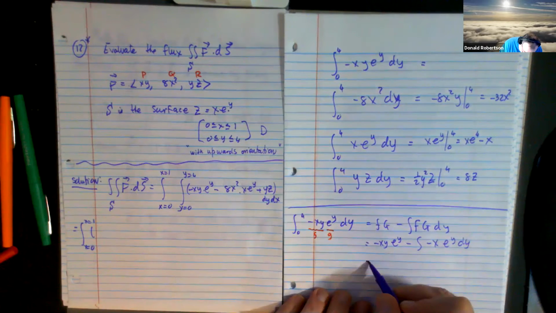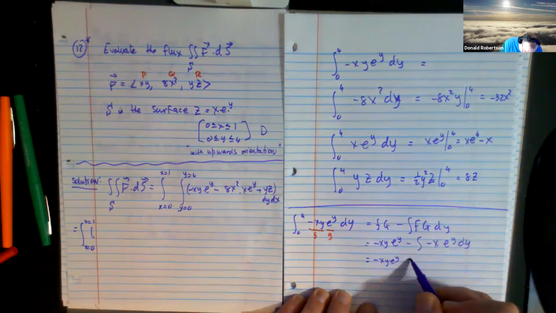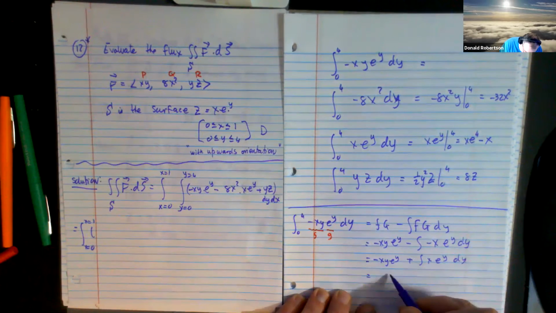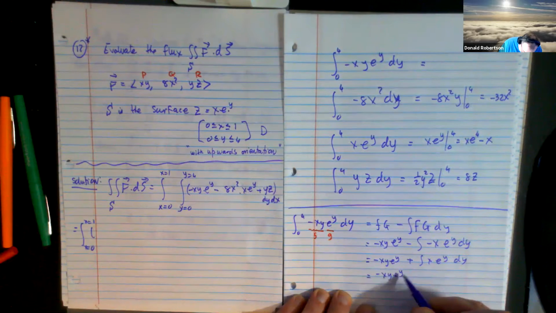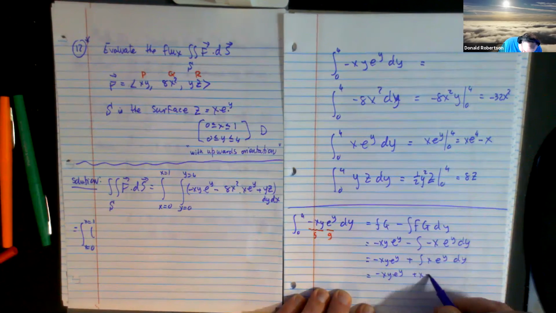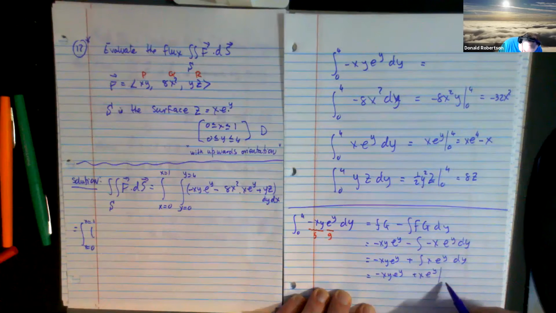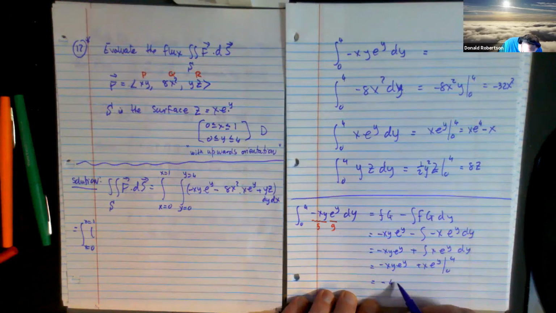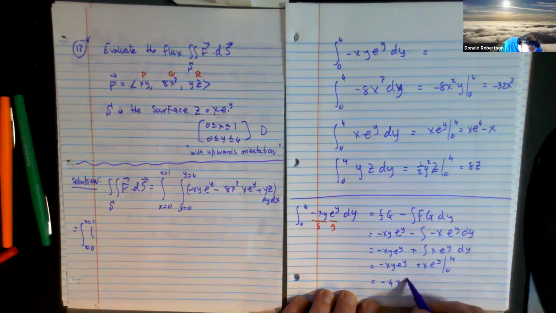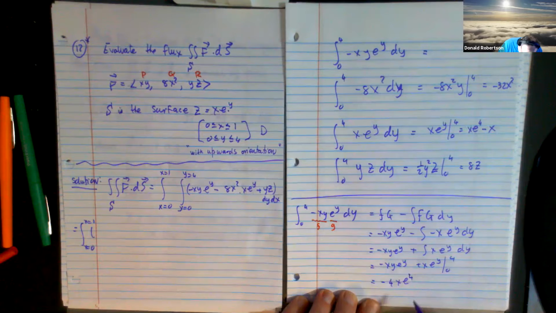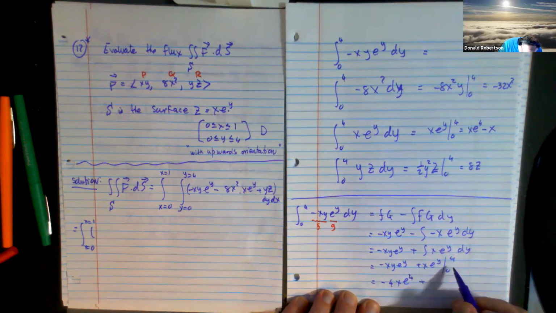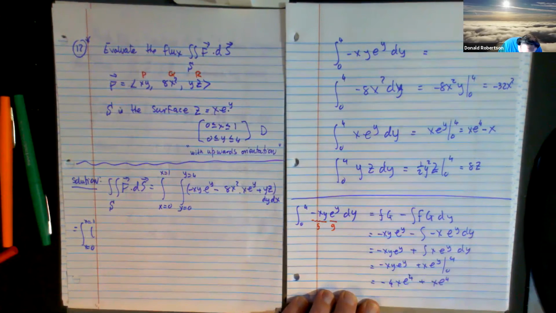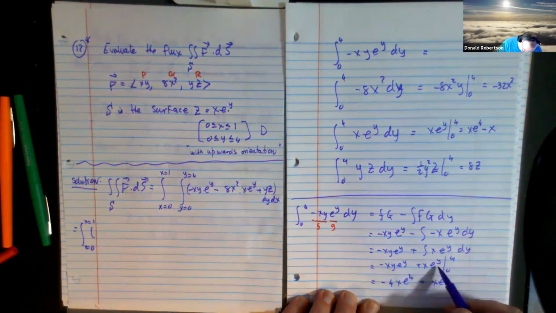So I have this guy plus that guy. And if you integrate him with respect to Y, you just get that. We'll do it from 0 to 4 again. If you plug in 4, you get negative 4x e to the 4 plus x e to the 4. And if you put in 0, you get nothing out of that, but you do get an x out of that.